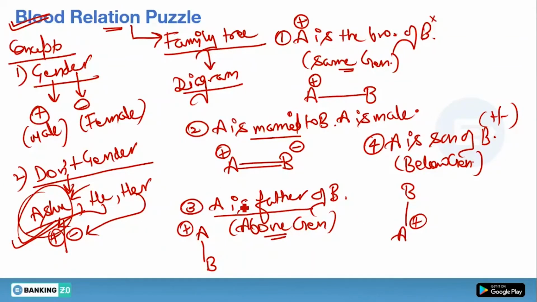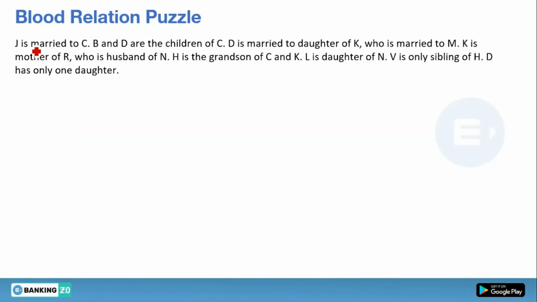So similarly, in the third point also, B can be son or daughter of A, but it is not sure because gender is not defined. And in the first case also, B can be brother or sister of A, but it is not sure because gender is not defined. I hope it is clear to you. Now let's move to questions.